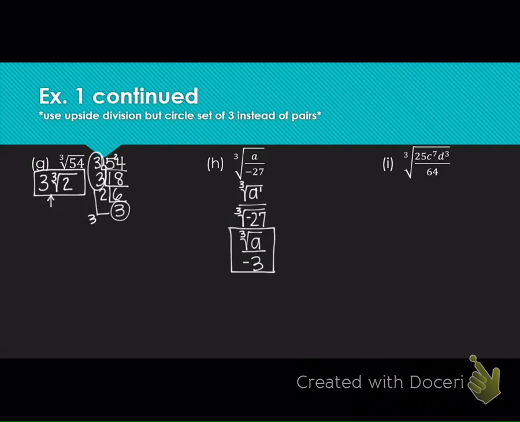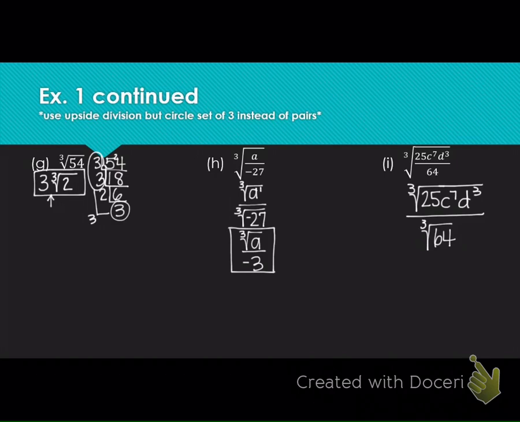All right, let's talk about letter I. It's a fraction underneath the radical, so what's the first thing we have to do? Split it up. So we have the cubed root of 25c to the 7th, d to the 3rd, divided by the cubed root of 64. Now remember, we're always trying to see if it's a perfect square root or a perfect cubed root. Before we spend our time with upside down division, see if it's a perfect cubed root.